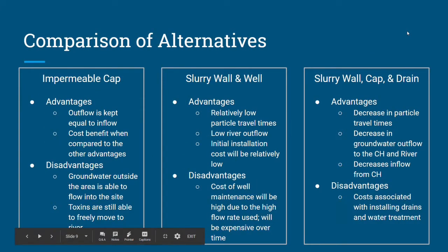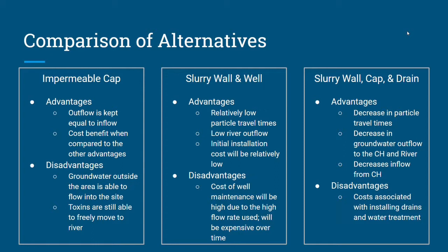When comparing these alternatives, we look at 3 criteria. 1, cost. 2, particle travel time. 3, outflows. The first one is the impermeable cap. The advantage is cost benefit when you compare it to the other 2 alternatives, because when you lay a fill over a plot of land, it will be expensive, but it won't be as expensive as installing a wall 10 feet deep. The disadvantages include toxins are still able to freely move through this particular site.